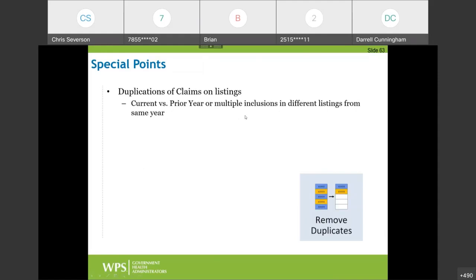Some special points continuing, duplications of claims on listings. A big part of our audit review is looking to see whether that same claim shows up either more than one time in the same listing or across listings. So maybe it shows up on the bad debt and the charity care listing, or maybe even in the prior year charity care and the current year charity care. That's a big red flag.